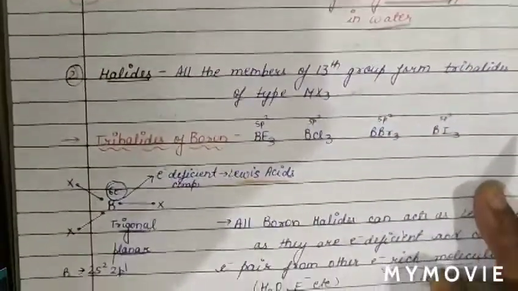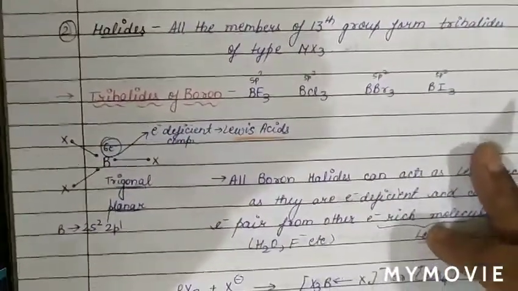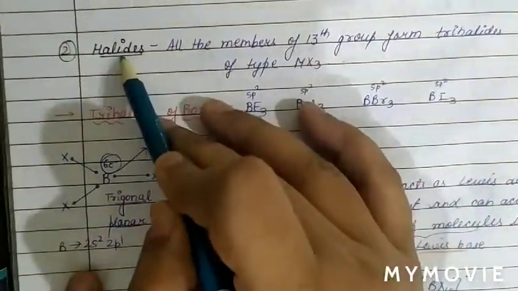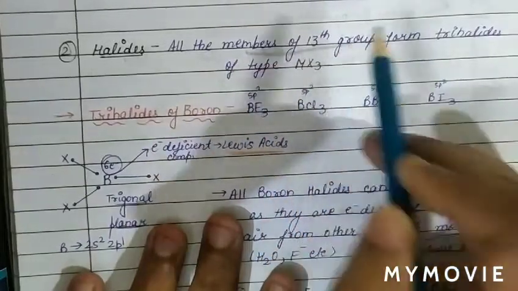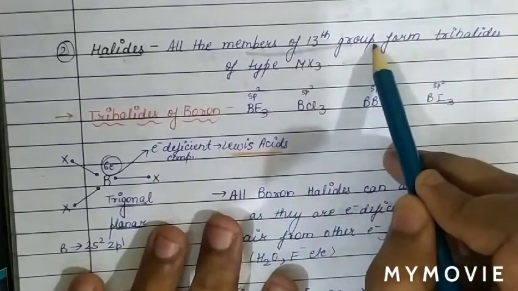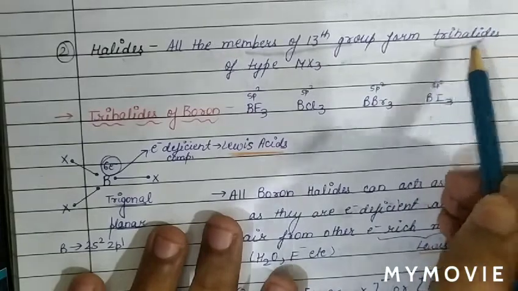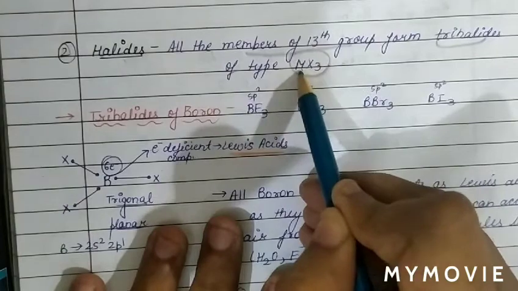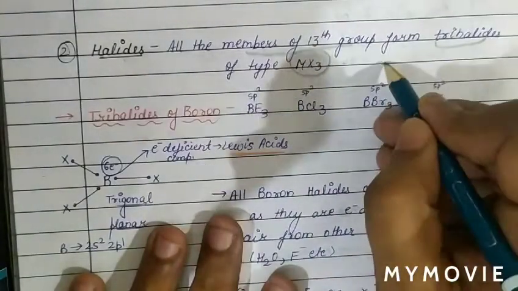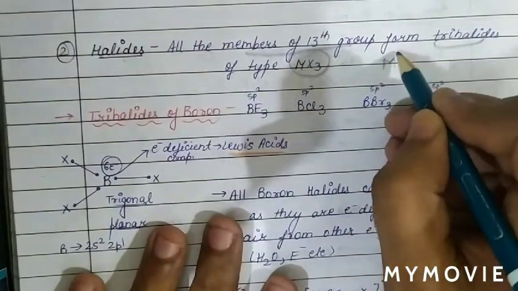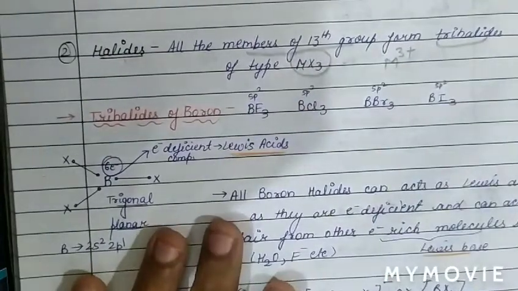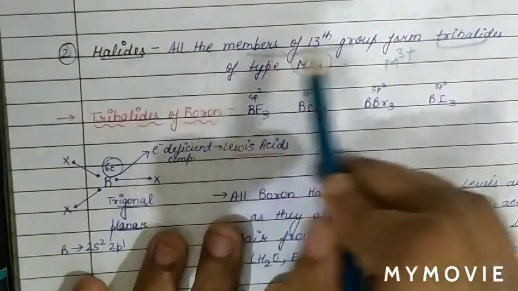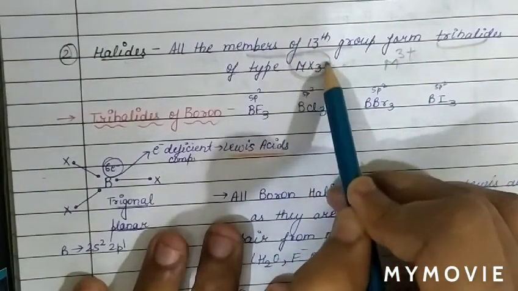See, this is very important. Elements of group 13 form trihalides with halogens. So trihalides formed by group 13 elements are of type MX3. Why MX3? Because the highest oxidation state of group 13 elements is +3. Therefore the halide formed by group 13 elements is of type MX3.